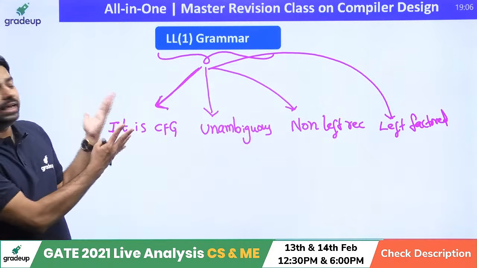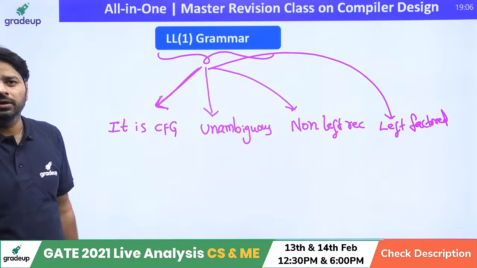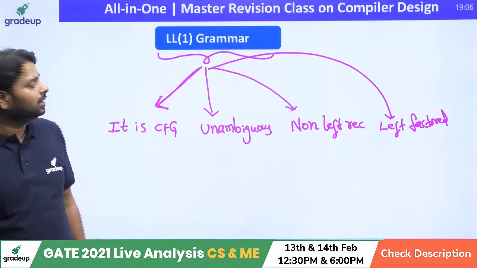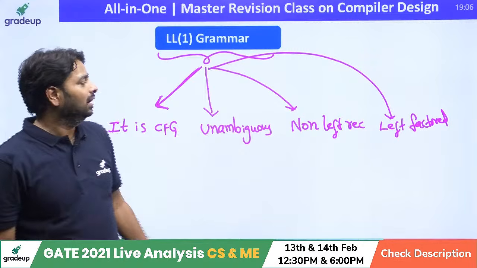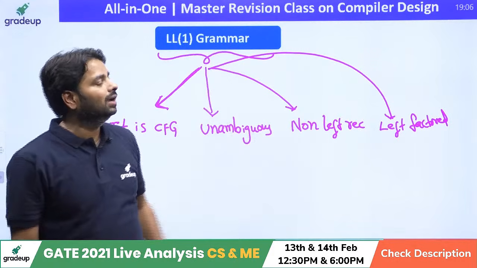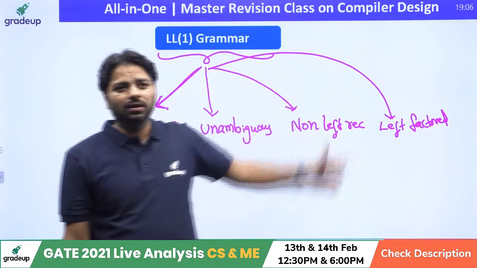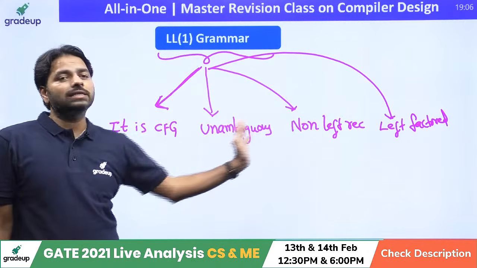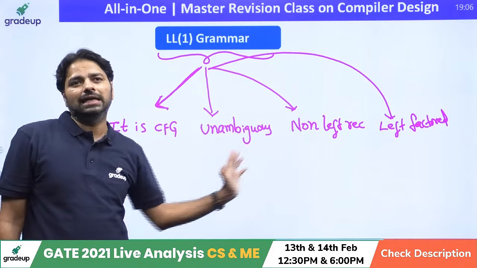And don't apply the other direction, it need not be true. CFG need not be LL1 grammar. Unambiguous need not be LL1. Non-left recursive need not be LL1. Left factored need not be LL1. But if it is LL1, it is going to satisfy all 4.